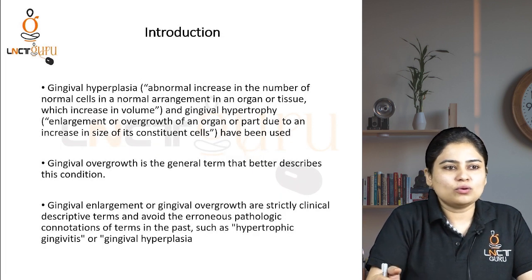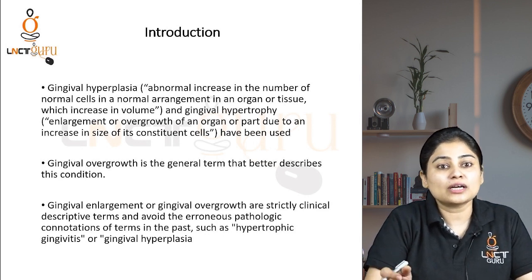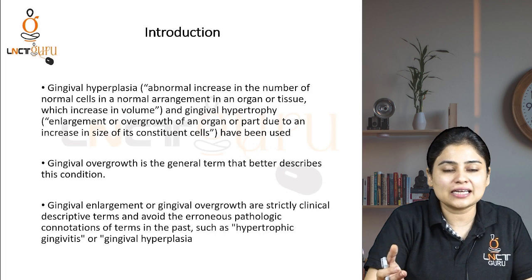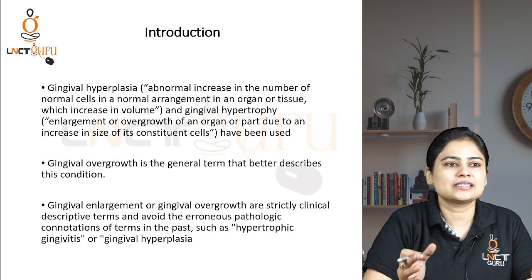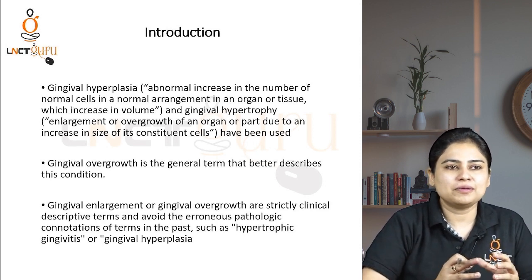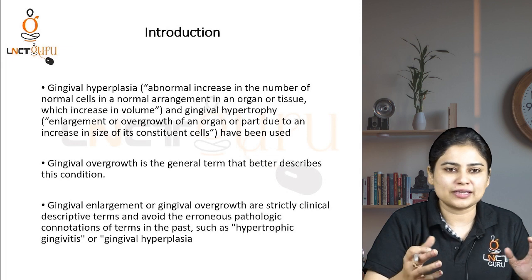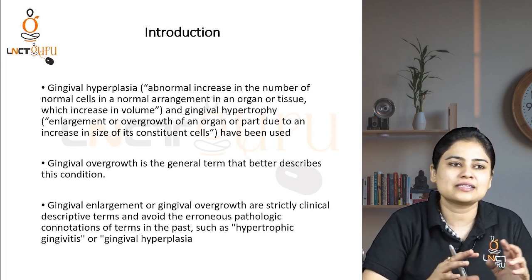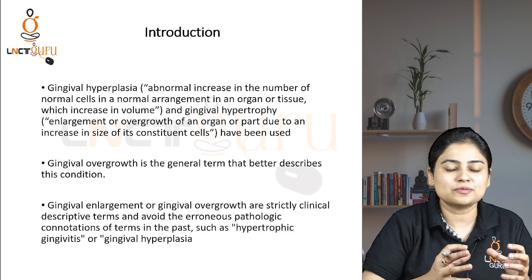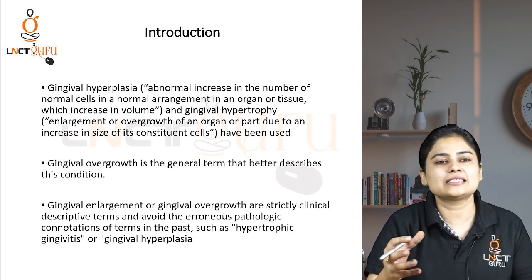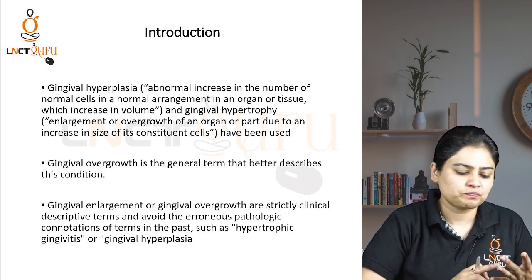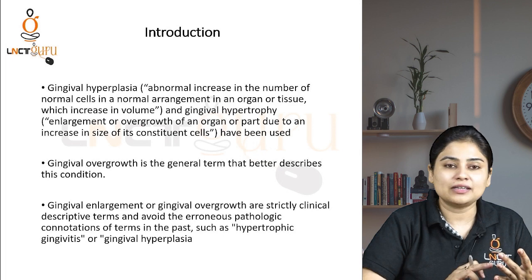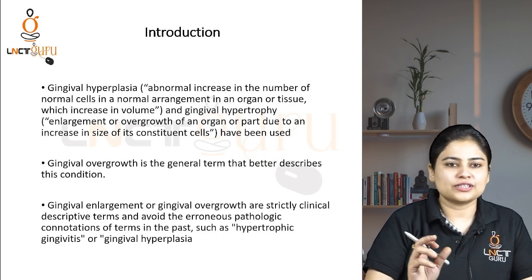Basically, overgrowth is a term, and enlargement is overgrowth. An overgrowth could be because of hyperplasia or hypertrophy. When gingiva is increased in size because of an increase in the size of the cells, it is hypertrophy. Hyperplasia is when there is an increase in the number of cells, like one cell becomes 2, 3, 4, that is gingival hyperplasia. When a cell grows from 1 millimeter to 3 millimeters in size, that is gingival hypertrophy. So we have to remember these terms: gingival overgrowth, gingival hyperplasia, and gingival hypertrophy.